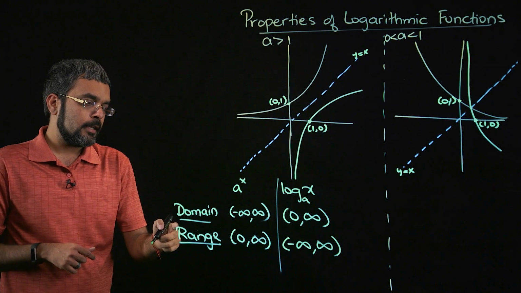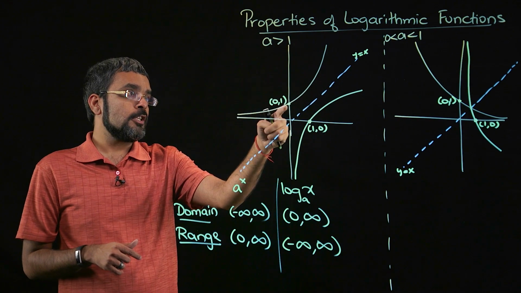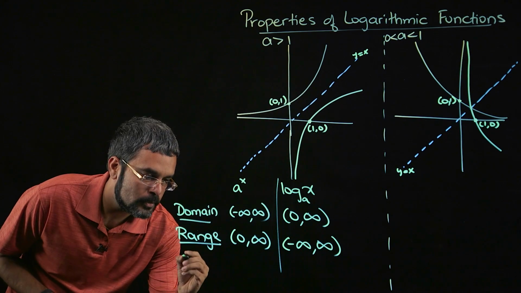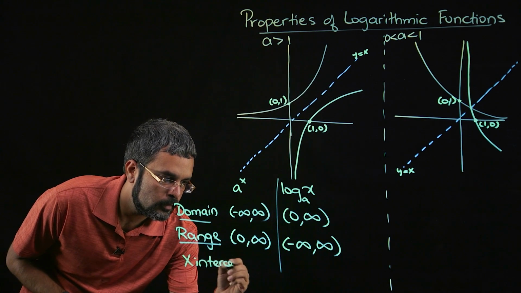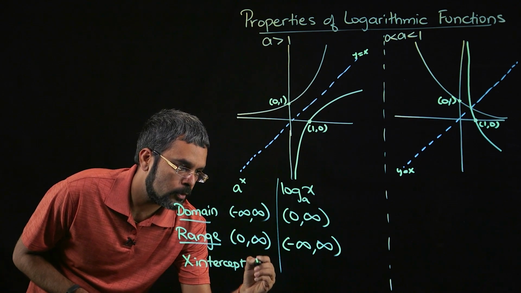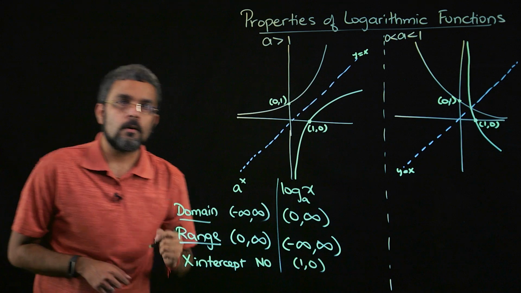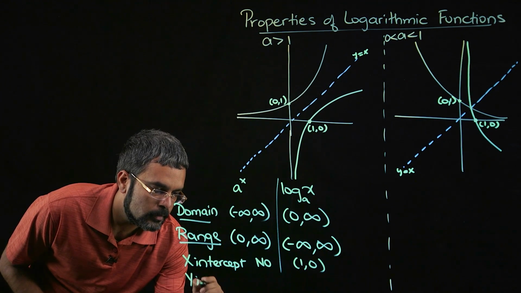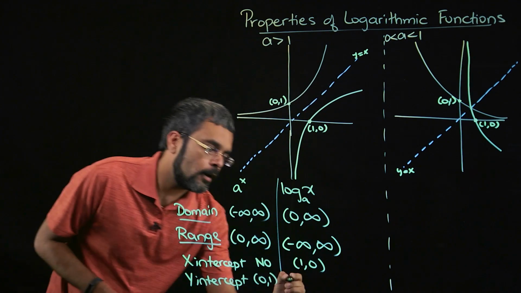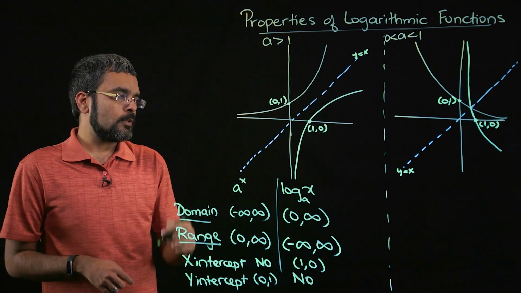And then finally, let's talk about the zeros. Do we have any zeros? In the exponential function, we had a y-intercept, whereas in the log function, I have an x-intercept. For the exponential function, there was no x-intercept, so I'm just going to say no. But for the log function, I have an x-intercept of (1, 0). I have a y-intercept in the exponential functions, and that was my point (0, 1). But for log functions, I don't have any y-intercepts.